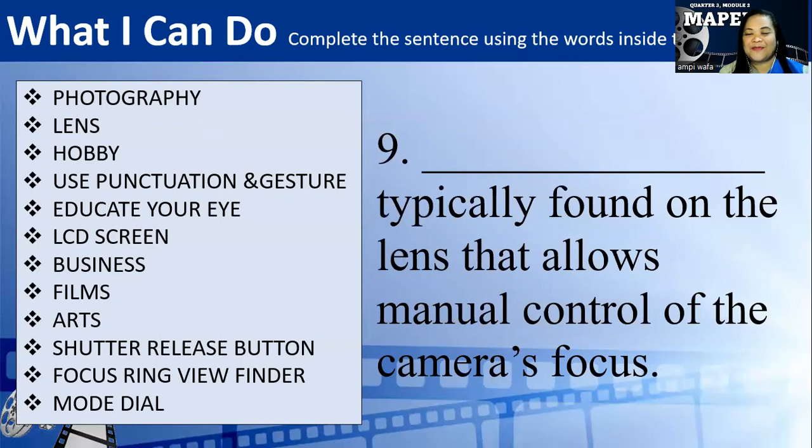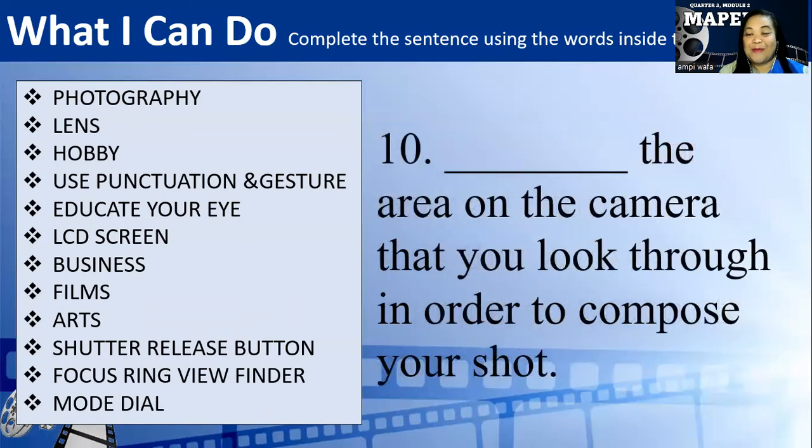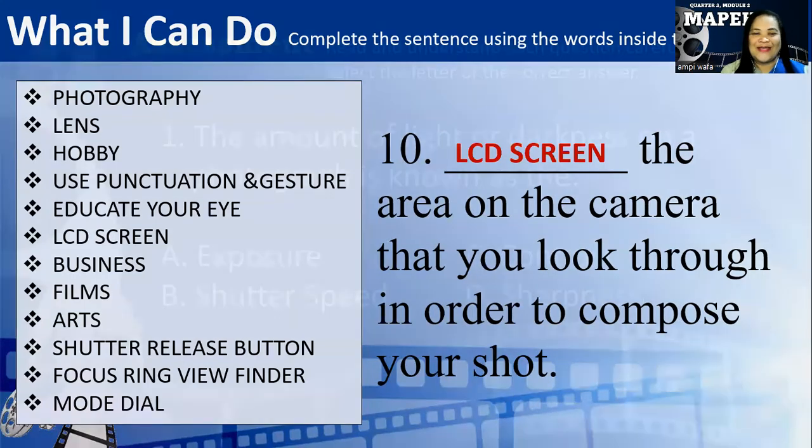And number 9, typically found on the lens that allows manual control of the camera's focus. What is your answer? Great! It's focus ring viewfinder. And last number, blank, the area on the camera that you look through in order to compose your shot. What is your answer? All right, you are correct. LCD screen. Congratulations again. You're doing great.